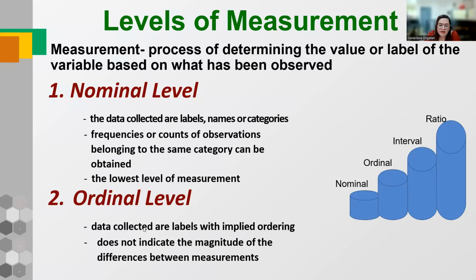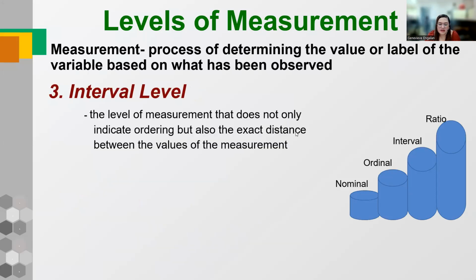The ordinal level is for categories where we can imply an ordering. For example, class standing, where we have first, second, third, or the year level, that is an ordinal level. Then we have the interval level. This level of measurement does not only indicate ordering but also the exact distance between the values or measurements.